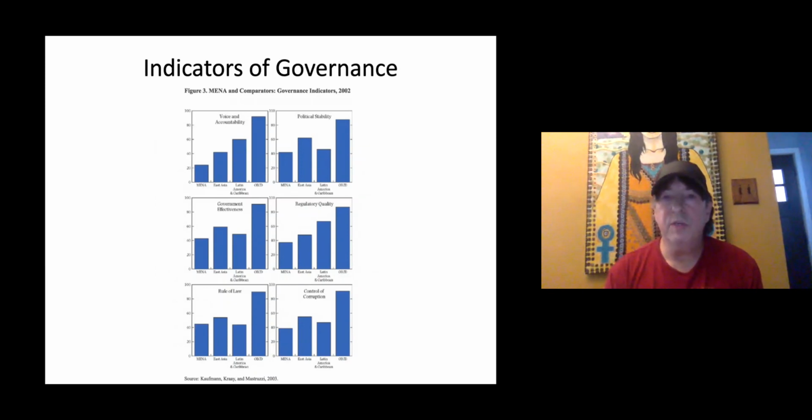What about governance? Resource states generally, again, are kind of like gas stations for the elite, and they don't invest a great deal in public goods or in improving governance. And so you can see here, MENA is Middle East and North Africa. We compare governance performance with East Asia, Latin America, and the OECD, which is the rich countries. You can see on voice and accountability, political stability, government effectiveness, regulatory quality, rule of law, and control of corruption, in almost all of these, the Middle East is at or roughly tied for the bottom measurement compared to these other regions.